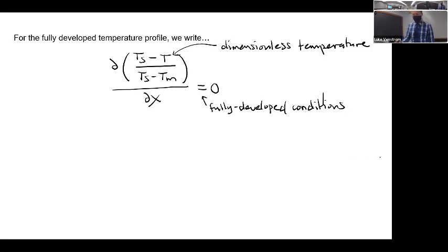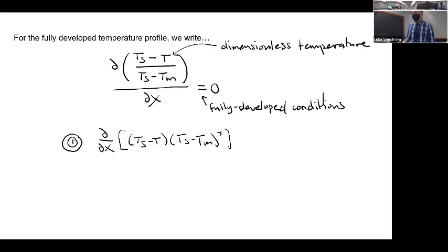Let's unpack this a little bit, and to do it, we're going to have to do some chain rule work on this derivative. To make that easier, I'm going to rewrite this into a slightly different form to make it easier to see the pieces. So what I have is the derivative of (Ts minus T) times (Ts minus Tm) to the -1, which has got to equal 0.